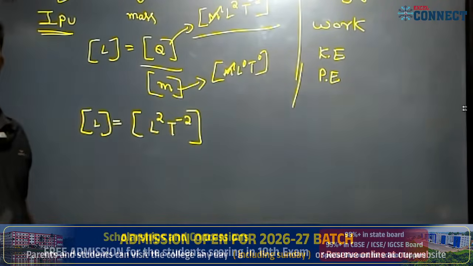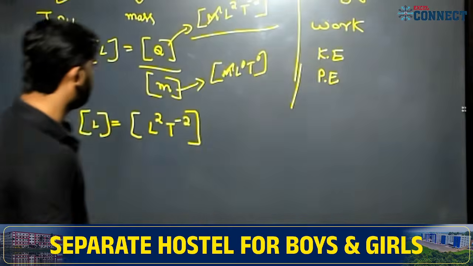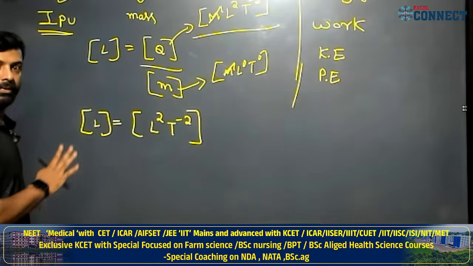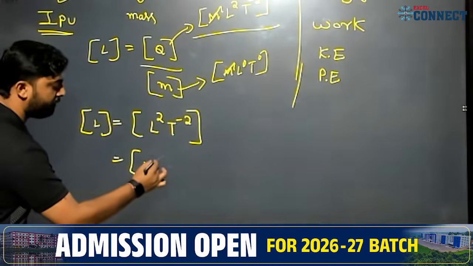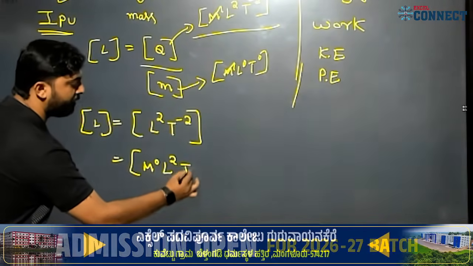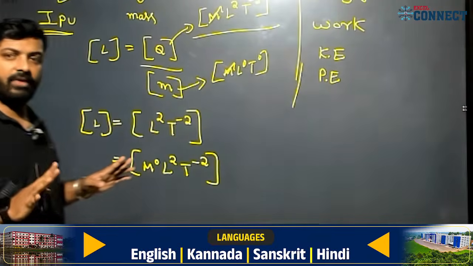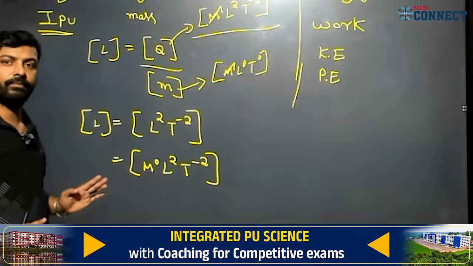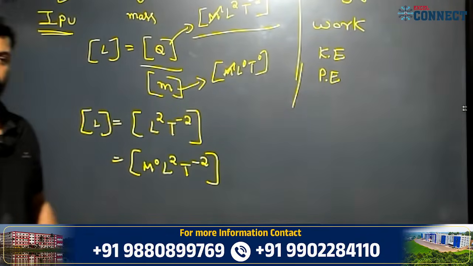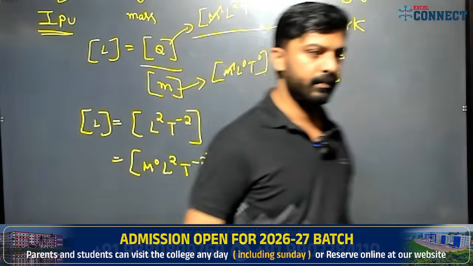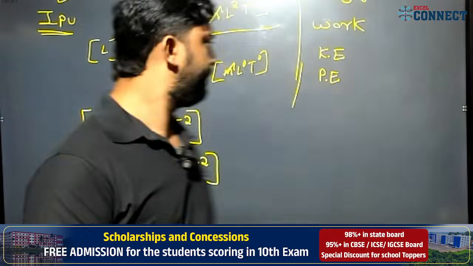You can write it like this. And one more thing, you need not write M0, you can skip it. You can leave it out, or write it both ways: M0 L2 T minus 2. We can write in both ways. Okay, if any term is 0, no need to write. Got it, students?